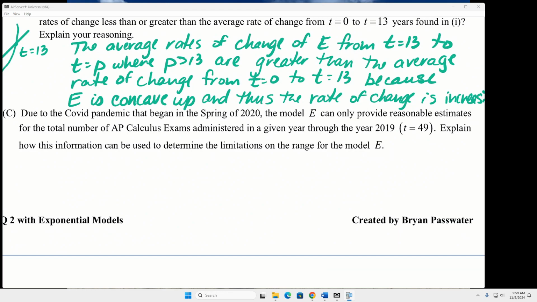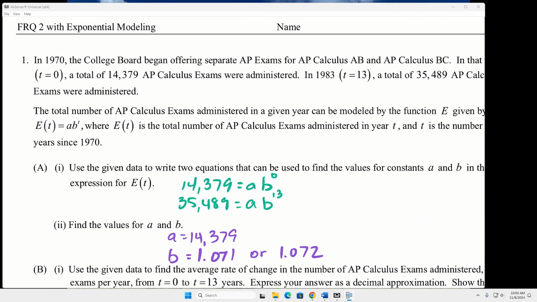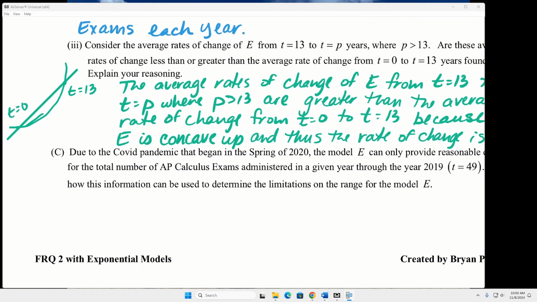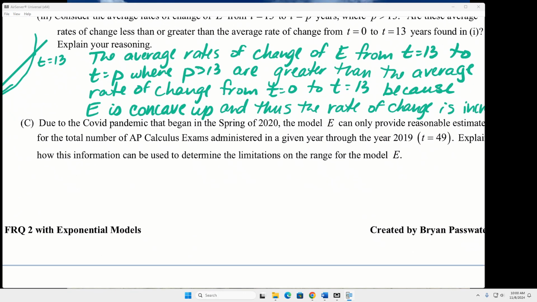So on C, due to the COVID pandemic that began in the spring of 2020, the Model E can only provide reasonable estimates for the total number of exams administered in a given year through 2019, which is when T is 49. Explain how this information can be used to determine the limitations on the range for Model E. Okay, so the very largest input value that you can use this model for, and so we're going back and talking about this Model E, the exponential function, is when the largest input is 49.